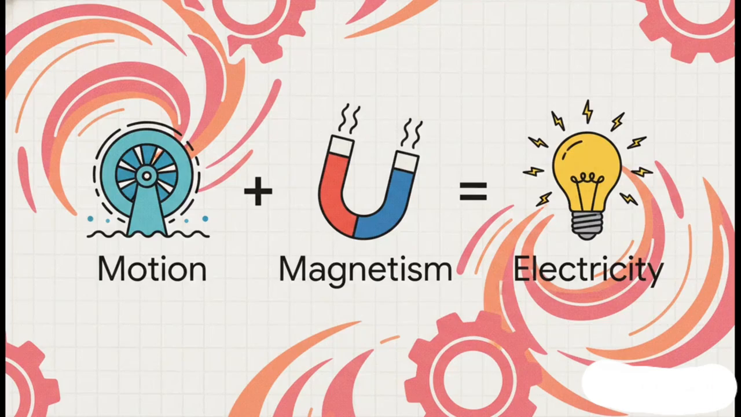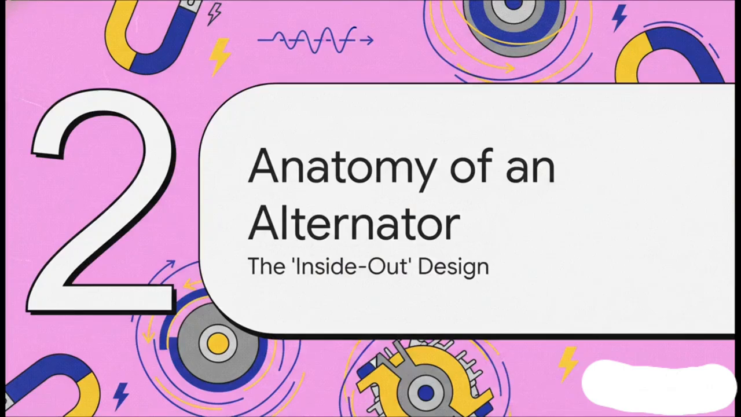It really just boils down to this beautifully simple equation. If you've got motion and you've got magnetism, you can make electricity. This is the bedrock, the absolute foundation of pretty much all large-scale power generation on the entire planet. All right, so we get the principle. Now let's crack this thing open and look inside the machine itself.